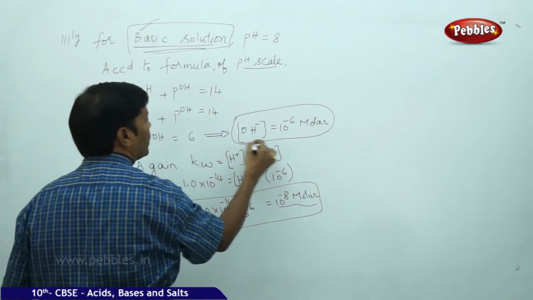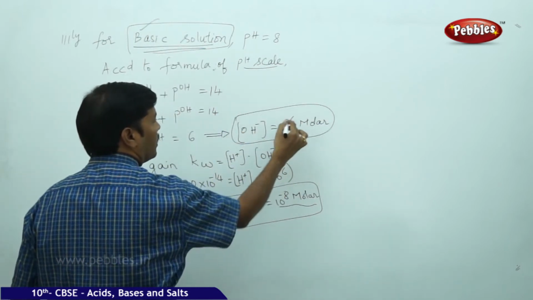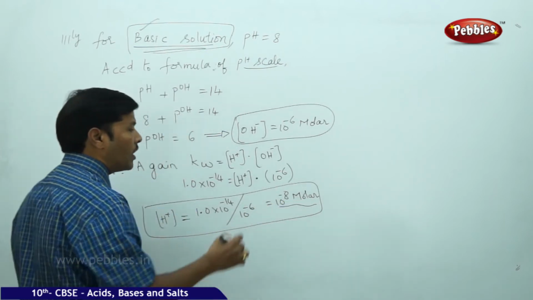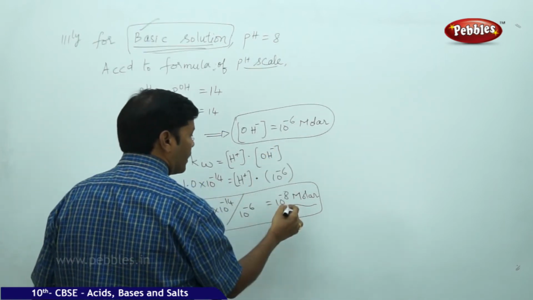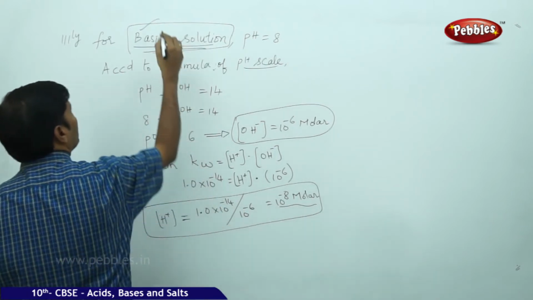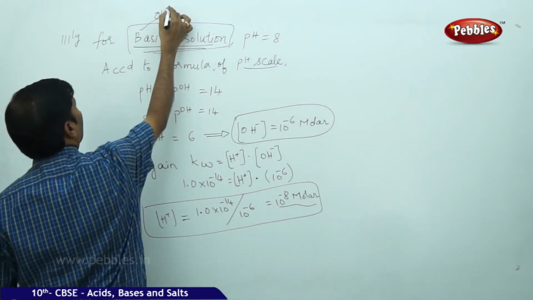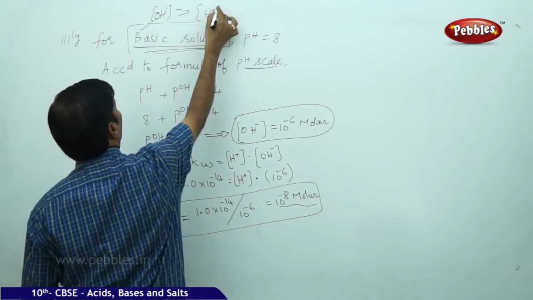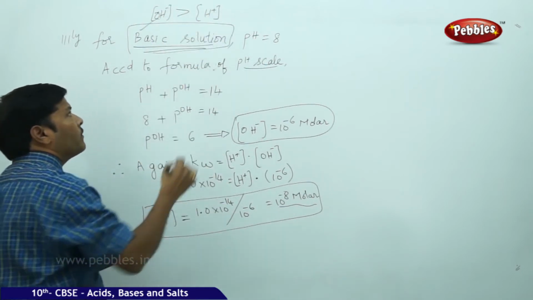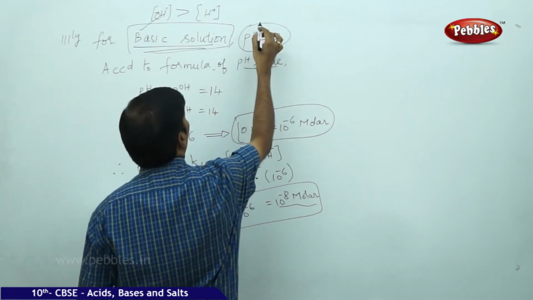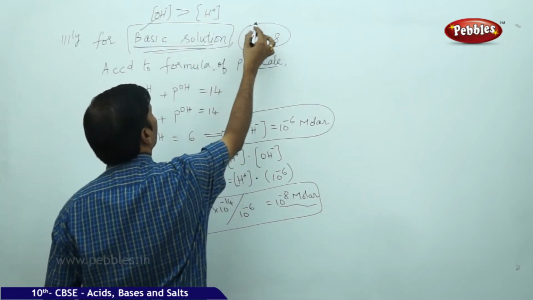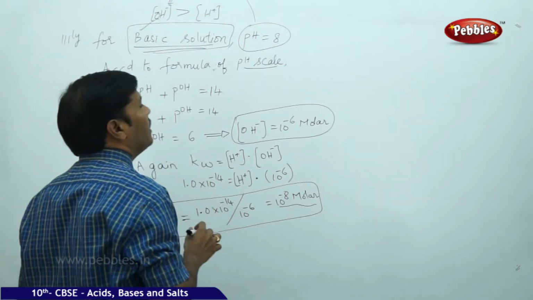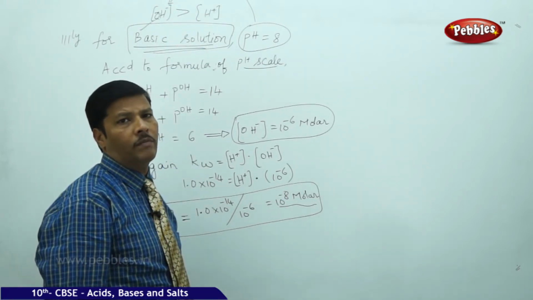For basic solution, OH minus ion concentration is 10 to the power of minus 6 molar and H plus ion concentration is 10 to the power of minus 8 molar. 10 to the power of minus 6 molar is greater than 10 to the power of minus 8 molar. That's why we can obviously say that OH minus ion concentration is greater than H plus ion concentration. So that means for a pH value of 8, for a basic solution, the OH minus ion concentration is always greater than the H plus ion concentration.